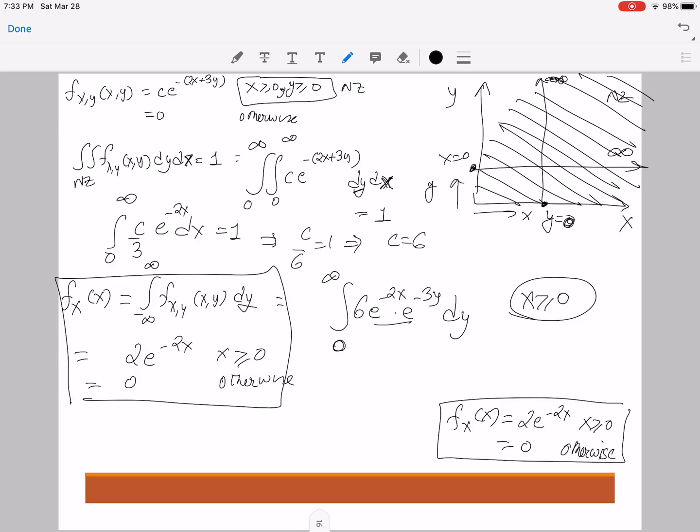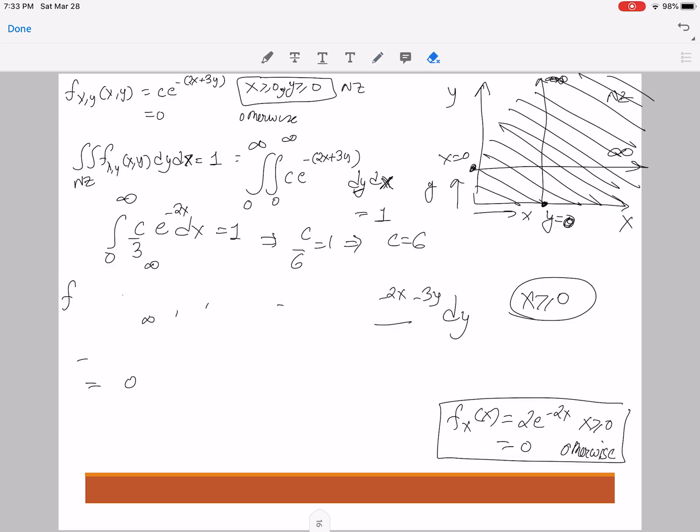Okay, now let's focus on the evaluation of the marginal PDF of y. So let me erase this portion.